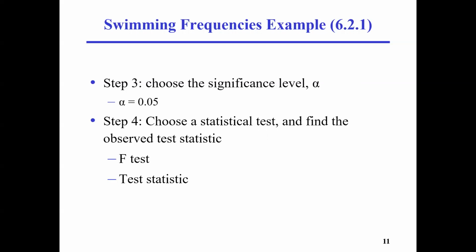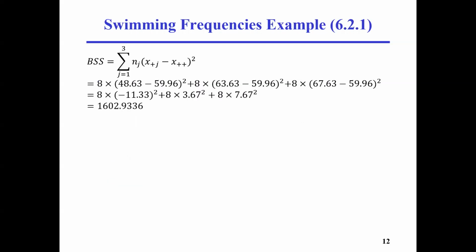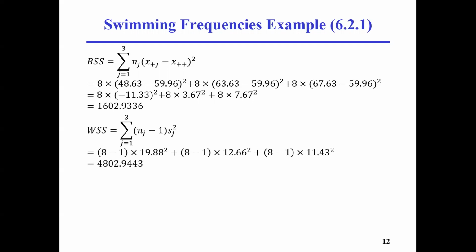Then choose a statistical test and find the observed test statistic. Because there are 3 samples, we're going to use the F-test, which means we're actually carrying out an ANOVA test, and the test statistic is F. In order to calculate F, we have to calculate BSS and WSS. I've finished them and will just show you the processes here. I'm not going to address them step by step, okay? The BSS formula and WSS formula, you can find in the former slides.